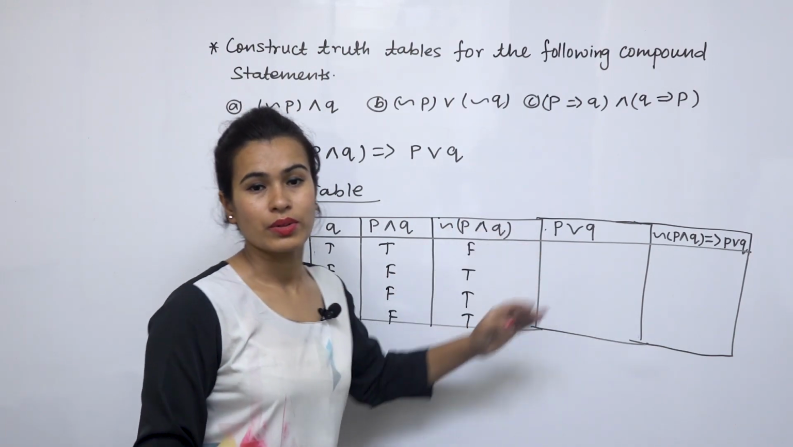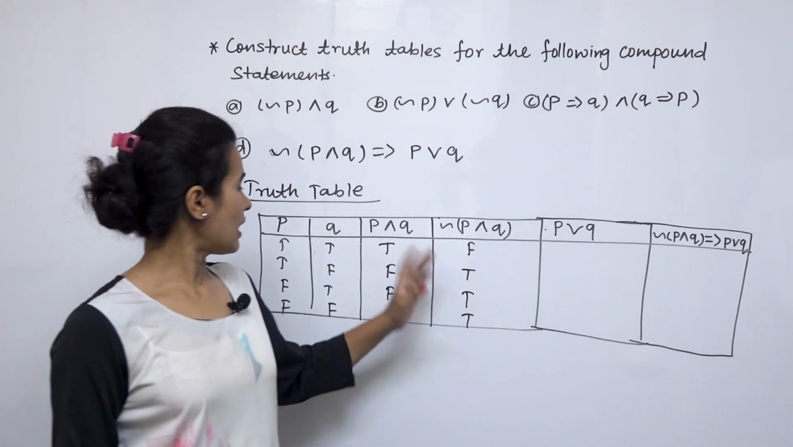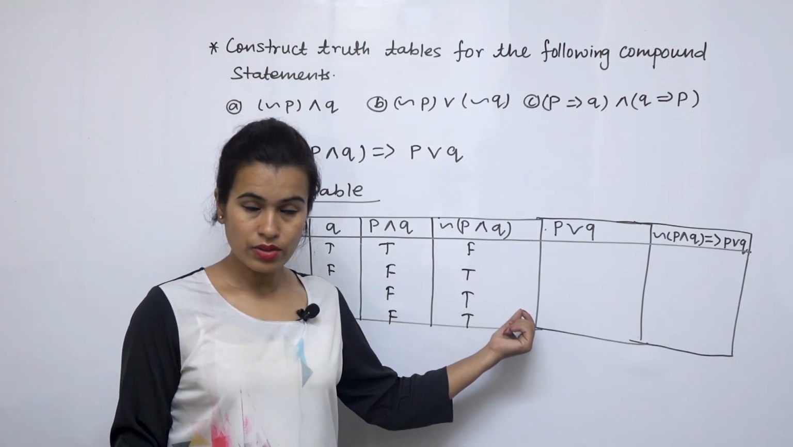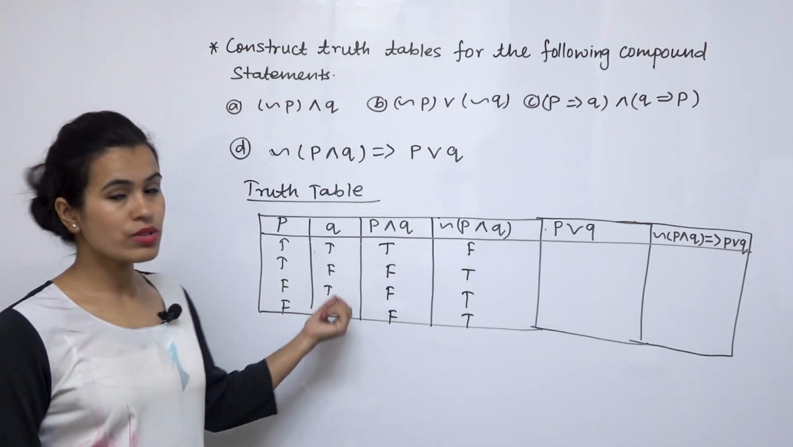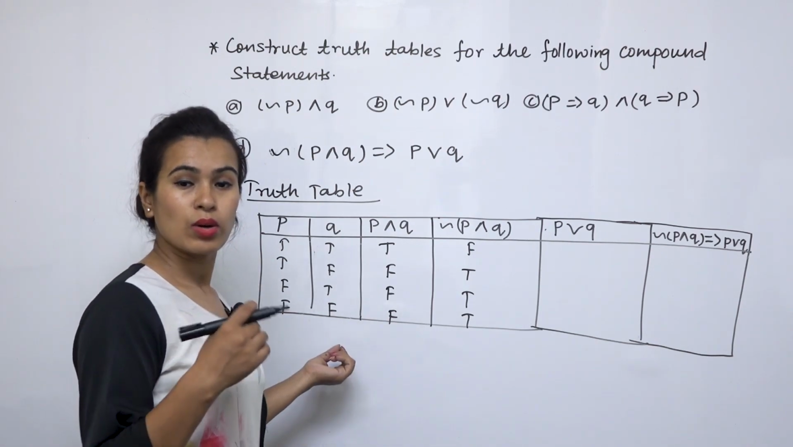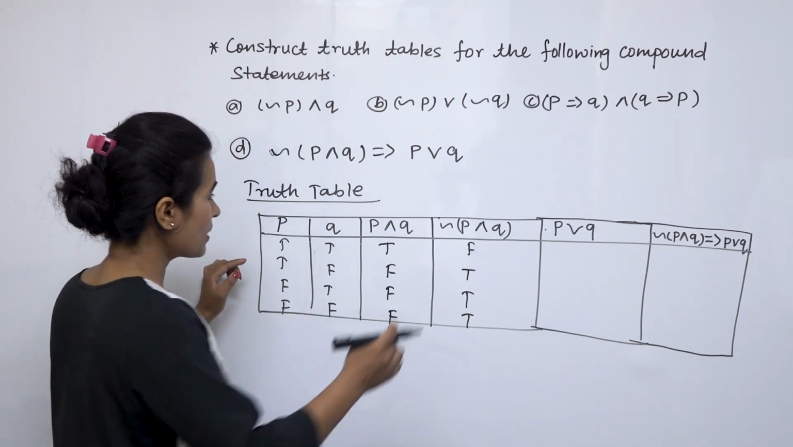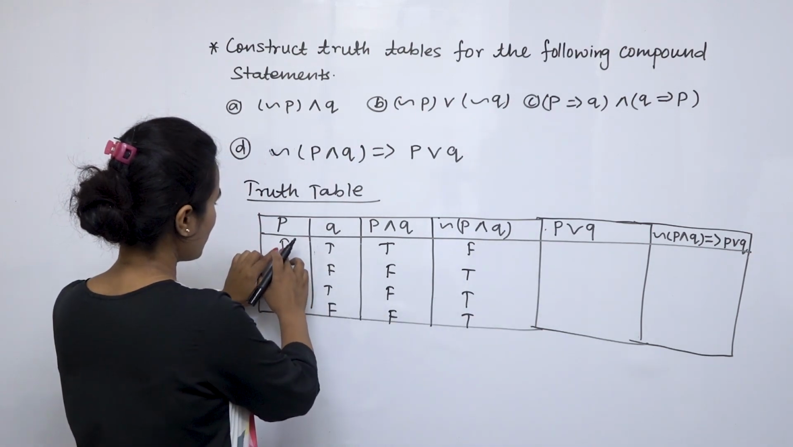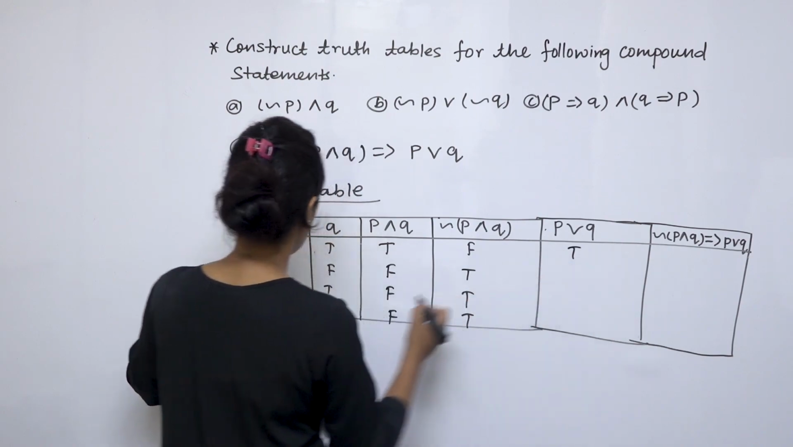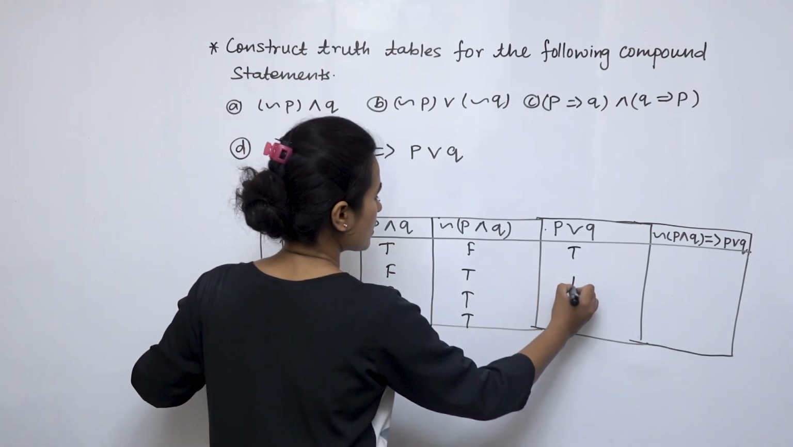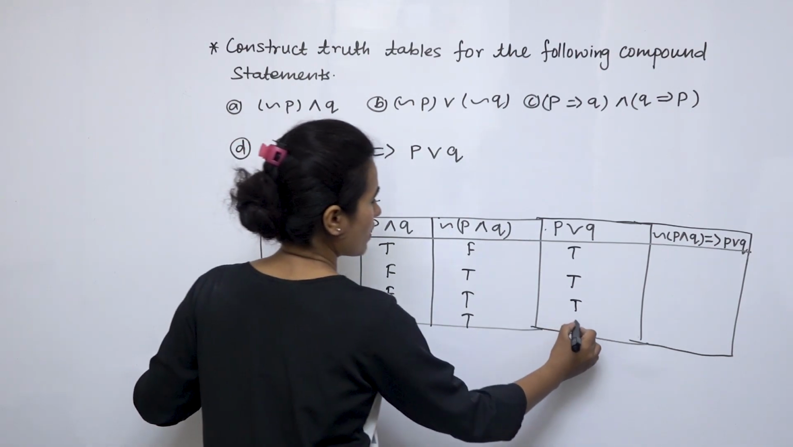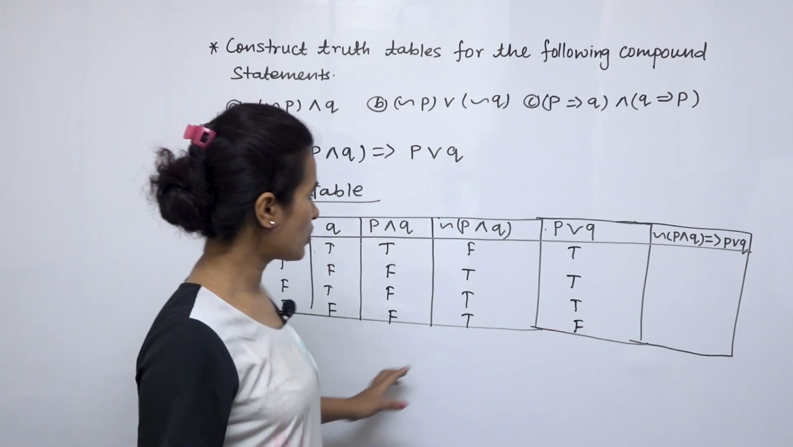Now P or Q. In OR, if either the hypothesis or conclusion is true, then the result is true. Or if the hypothesis and conclusion both are true, then also the result is true. Besides that, all results are false. P or Q: hypothesis and result both are true, so true. Here at least one is true, so true. Here also one is true, so true. Otherwise false.